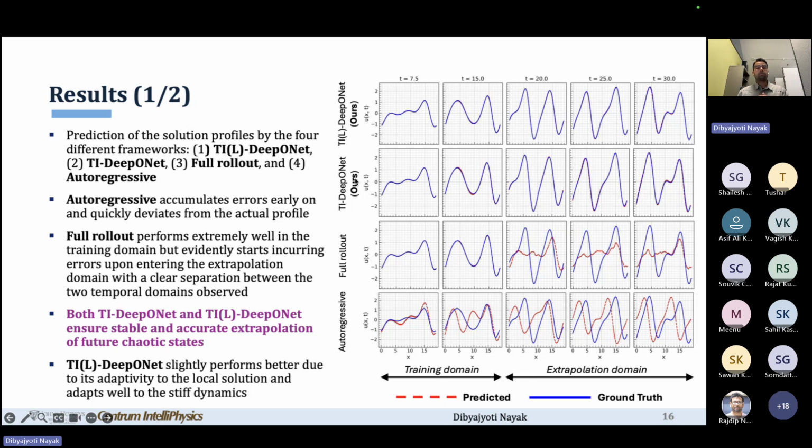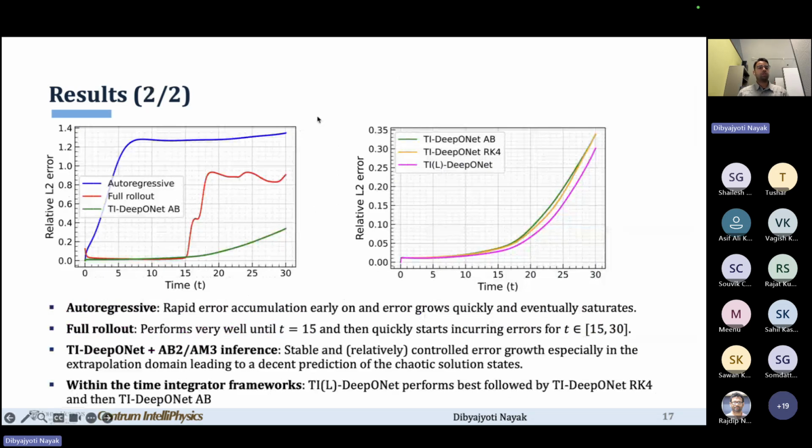Again, the TI-based frameworks do a very good job. They are able to capture this nonlinear, mildly chaotic behavior in the extrapolation domain. And I'm not sure if this is visible, but within the TI-based frameworks, again, for an extended period of time, the TI-DeepONet basically outperforms all the methods and has a very good, stable and accurate extrapolation of the solution states. Which means that the frameworks are able to capture the rapidly changing stiff dynamics there in the PDE. Moving on to the relative error plots.